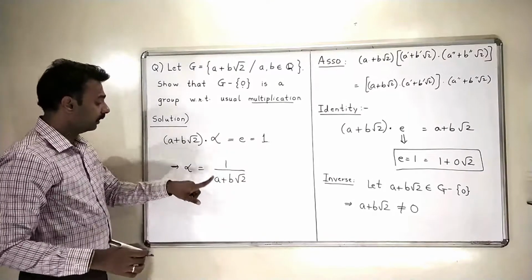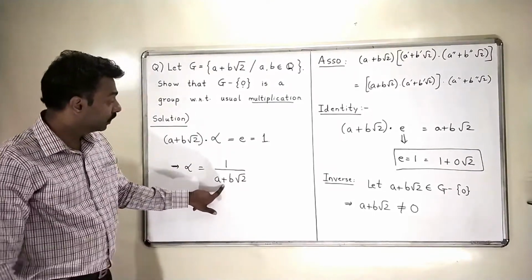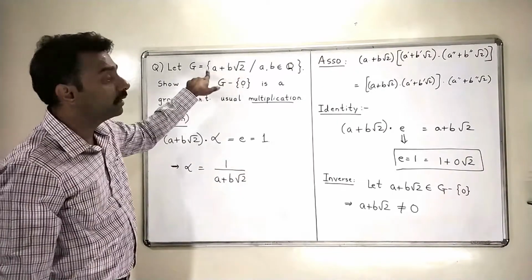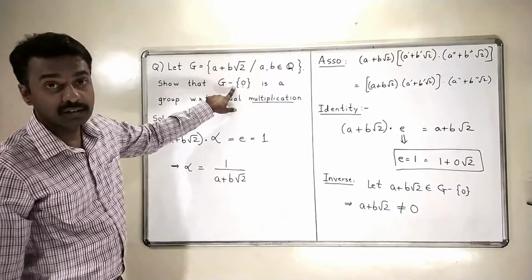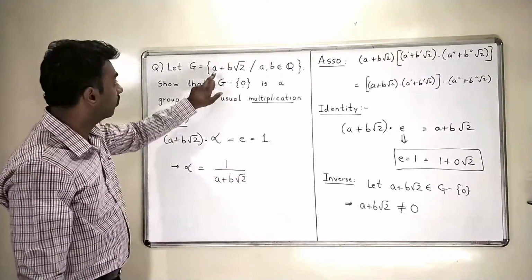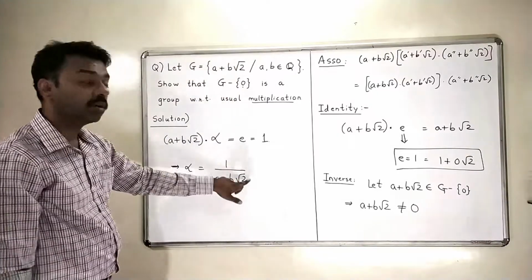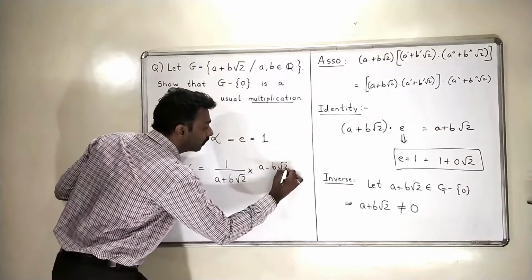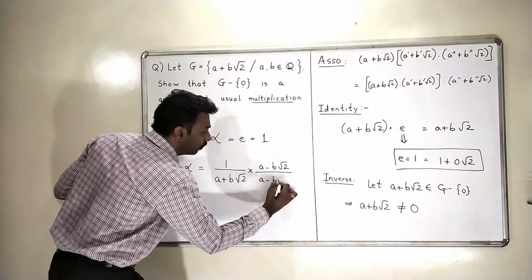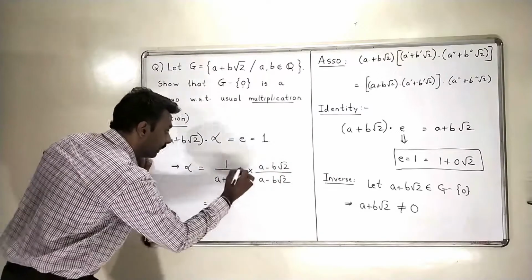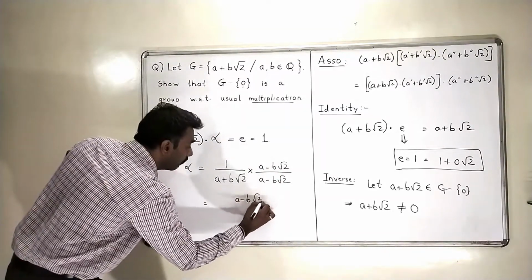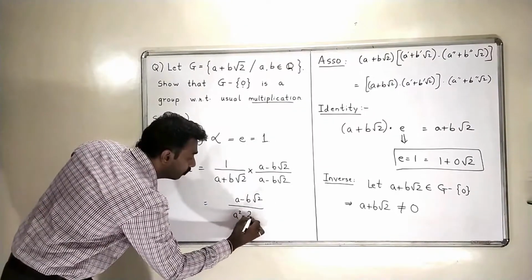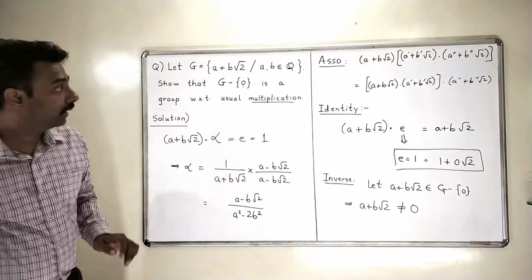So we get the inverse here, but we have not only to stop here, we have to show that this actually is an element of the set G minus singleton 0. So this does not look like something plus something root 2. So I will rationalize it by multiplying by a minus b root 2 upon a minus b root 2. And this simplification is a minus b root 2 upon a plus b root 2 multiplied by a minus b root 2, which will be a square minus 2b square.